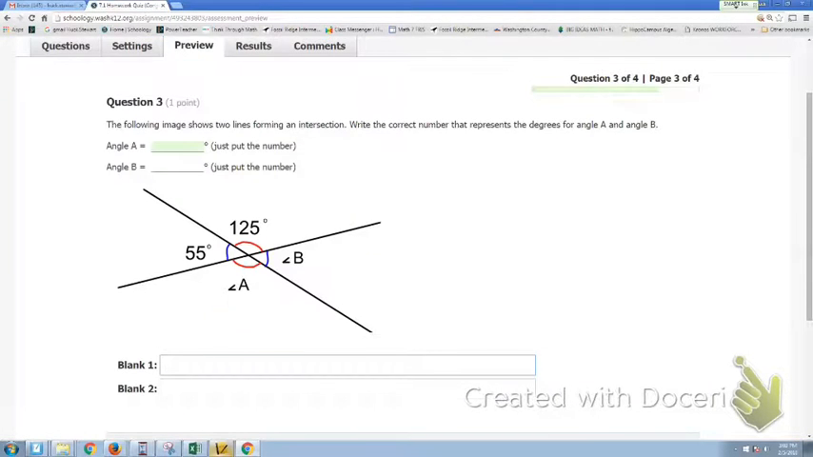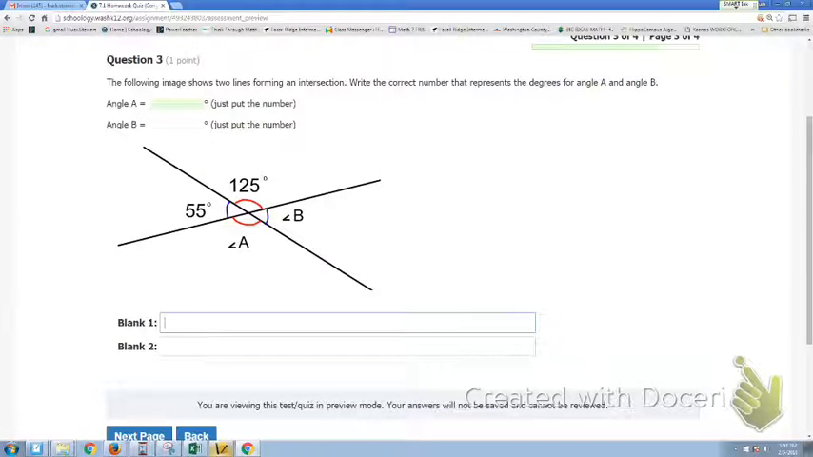Okay, the next question. Now we get to some actual calculations in mathematics. It says the following image shows 2 lines forming an intersection. Write the correct number that represents the degrees for angle A and angle B. So this is given. We've got 2 intersecting lines, so use your understanding of vertical angles to help us out with this. Just remember, vertical angles are always congruent, so if I know one side, then I should know the other. So this one shouldn't be too terribly difficult if you understand the definition of vertical angles.